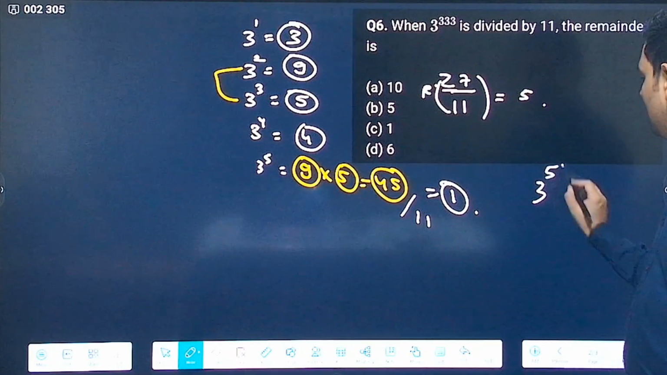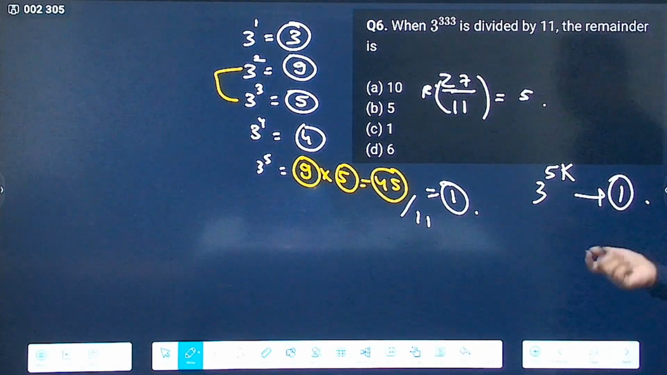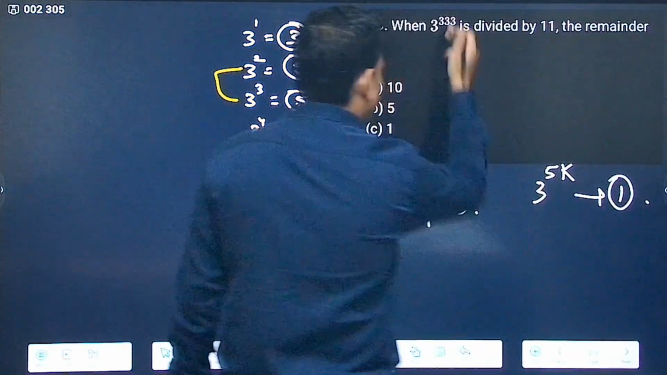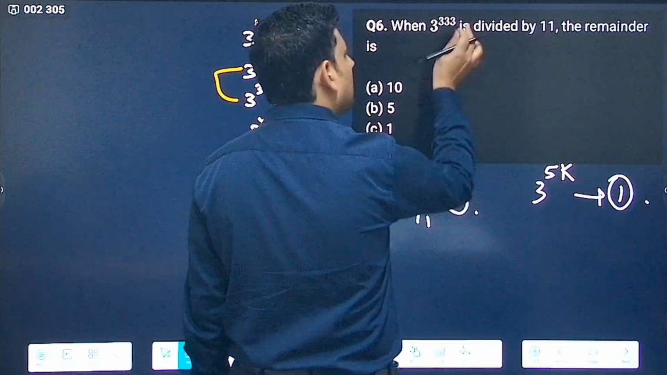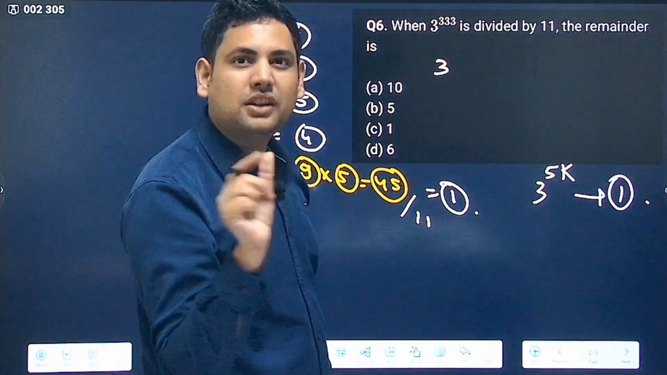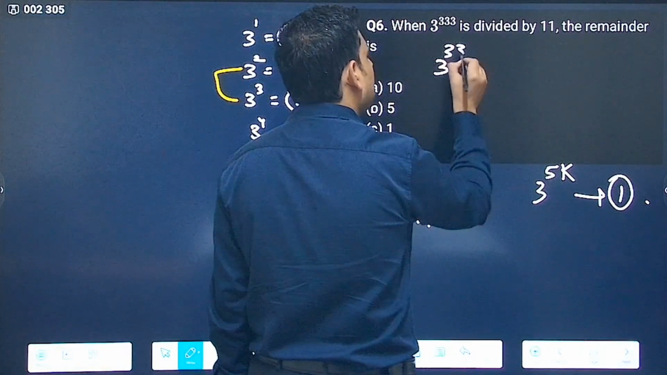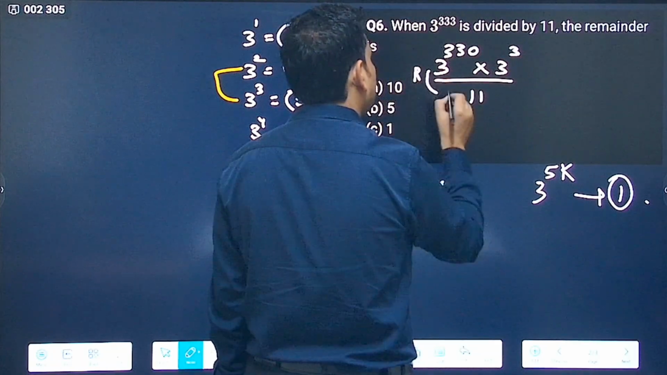So essentially for 3 power 5k you get remainder 1. For 3 power 5k if you get remainder 1, now what you do? You break this down into 3 power 5k form. So what is the nearest multiple of 5 near 333? 330, correct? So this becomes 3 power 330 into 3 cube by 11. This remainder I have to find.